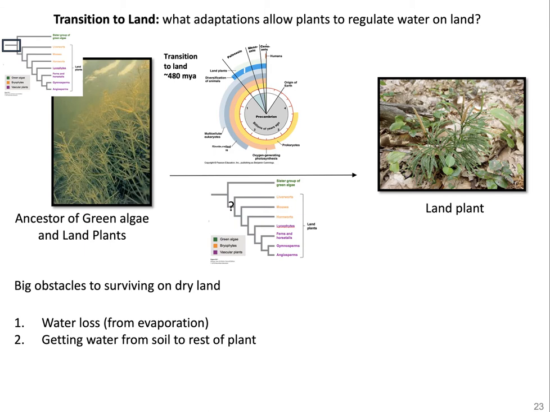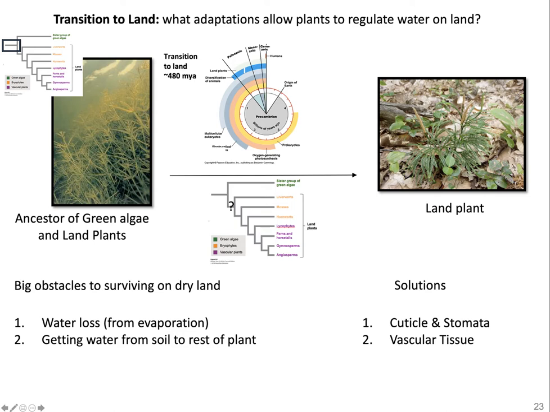But the big obstacles that plants had to deal with in moving from an aquatic environment to surviving in a dry land environment is number one, water loss from evaporation. So now that you're not completely surrounded by water, but you're surrounded by air, you're going to lose a lot of water to evaporation. And also getting water from the soil up to the rest of the plant. So water is surrounding this aquatic plant, obviously, and so it's easy for the rest of the plant to have access to water. It doesn't have to move water around. Whereas here, most of the water exists in the soil, and so water has to move from the soil up to the rest of the plant.